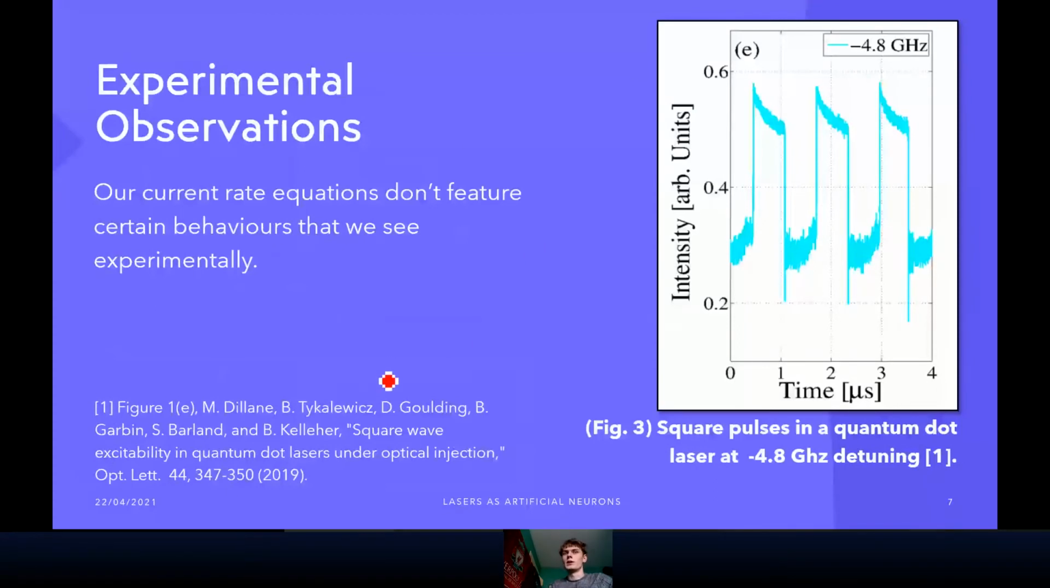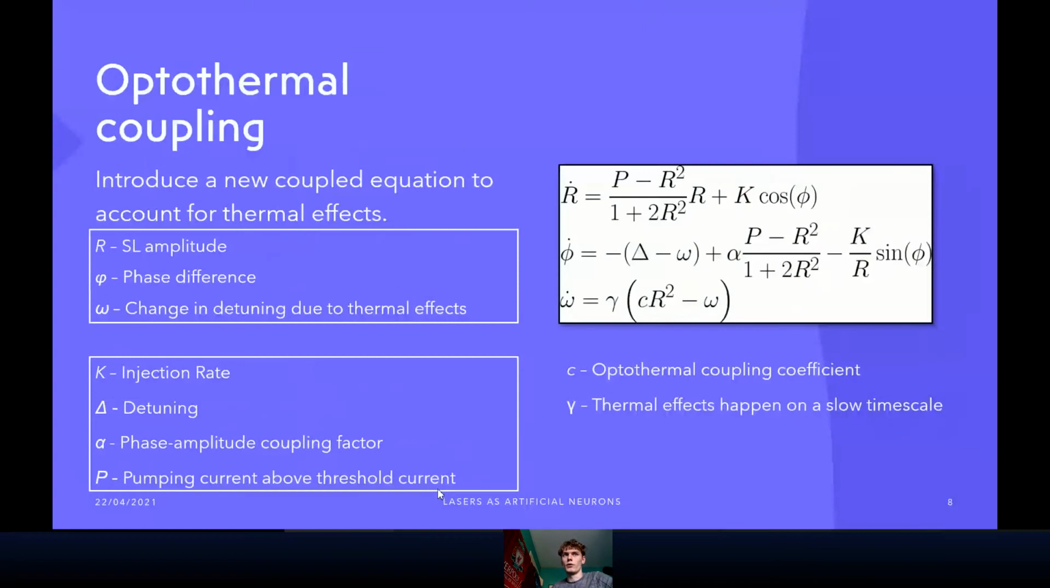So to fix our equations, which don't have this behavior in them, they just have the bistability at the moment, we're going to introduce optothermal coupling. And optothermal coupling just means we're going to consider temperature now. What does temperature do to these equations?